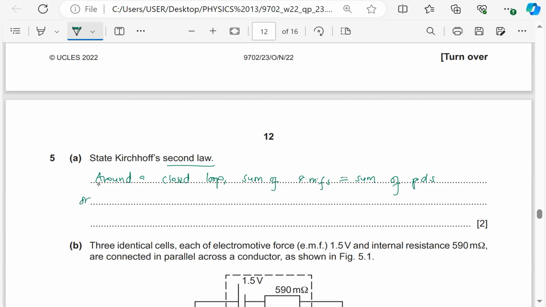Alternatively, some of my students prefer to say the algebraic sum of EMFs and PDs is 0 around a closed circuit. Algebraic means you are giving these currents and EMFs signs, either positive or negative, and when you sum up, you should be able to get 0 if it is a closed circuit.